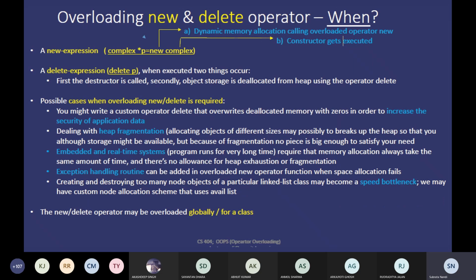So when you write this, as I mentioned, dynamic memory allocation calls the overloaded operator new, and then the constructor gets executed. When we call delete p, there are two things. First the destructor is called, and secondly the object storage is deallocated. So it's just the reverse of the call to new.